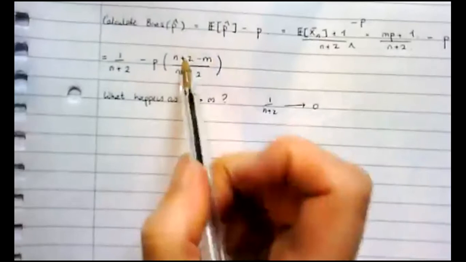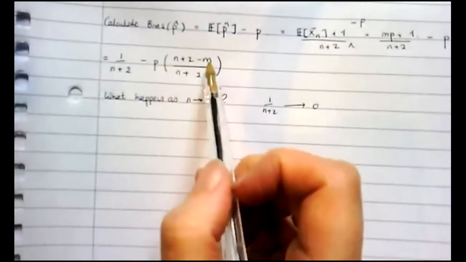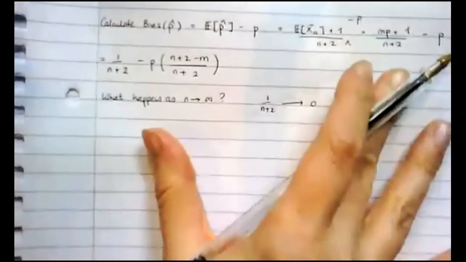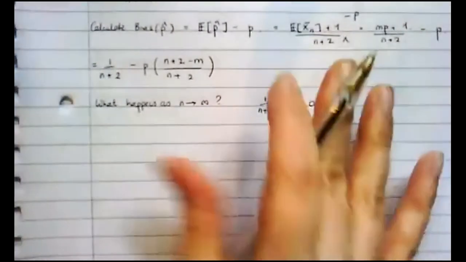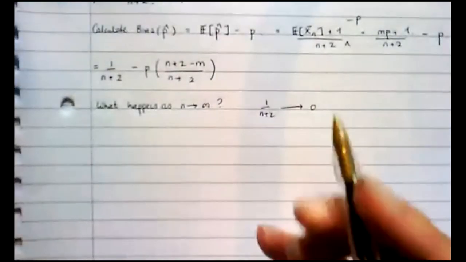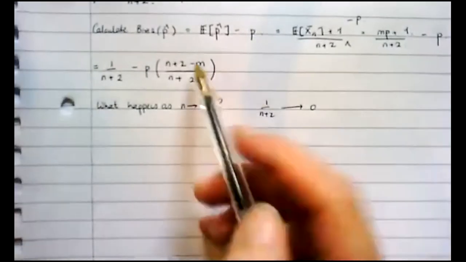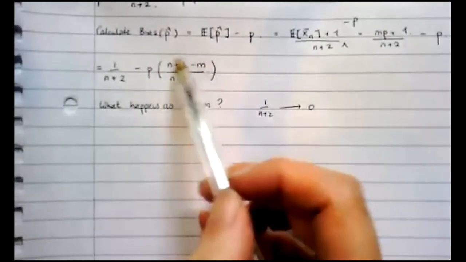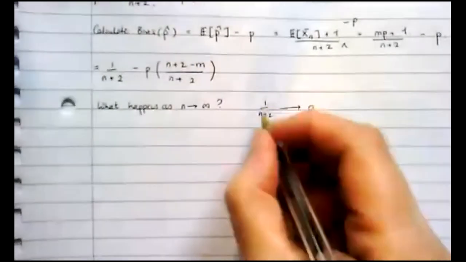And then what about this one here? Here I'm going to have n plus 2 minus m over n plus 2. I think that one's probably going to go to 1, because the bigger n is, the less difference there's going to be between the top and the bottom of this fraction.